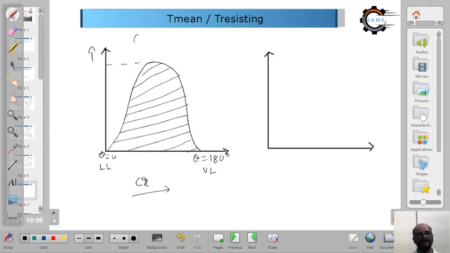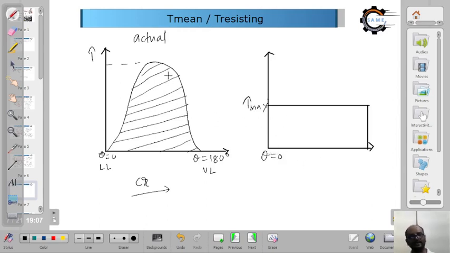So what we have to do: this is the actual we are getting from a single slider crank mechanism. But what is required is the T mean. See, here the T mean is like this. Okay, this is our requirement. Here this is the T max at theta equal to 0, but this is not possible, it is just imaginary. I am just converting this area into this equivalent area. And this is theta, that is the crank angle, okay.